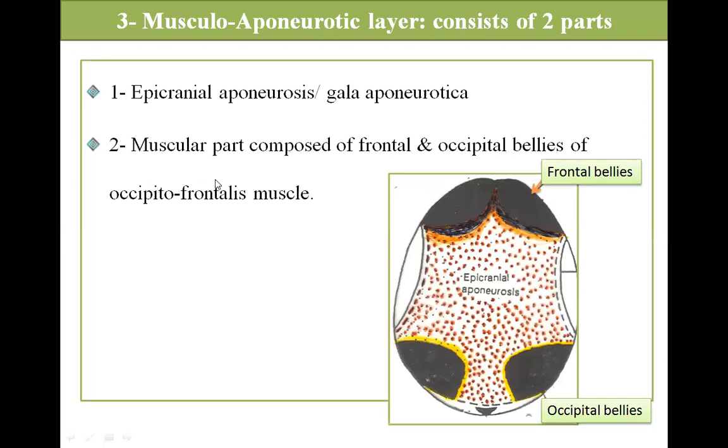Third layer is the musculoaponeurotic layer, which consists of two parts: the epicranial aponeurosis or the galea aponeurotica, and the muscular part composed of the frontal and occipital bellies of the occipitofrontalis muscle. The occipitofrontalis muscle has anteriorly frontal bellies and posteriorly occipital bellies, and in between there is the epicranial aponeurosis.